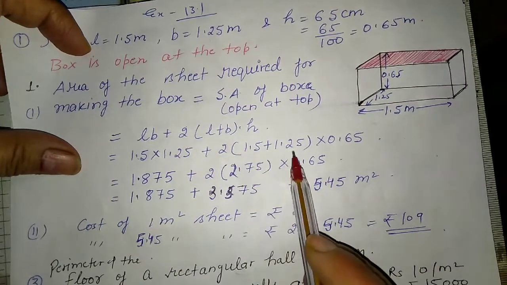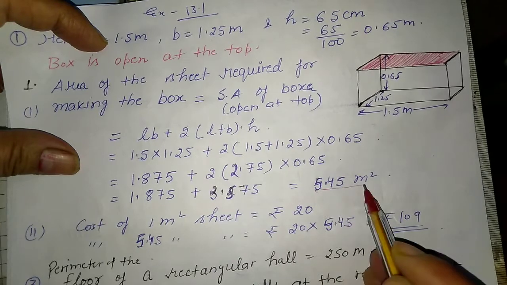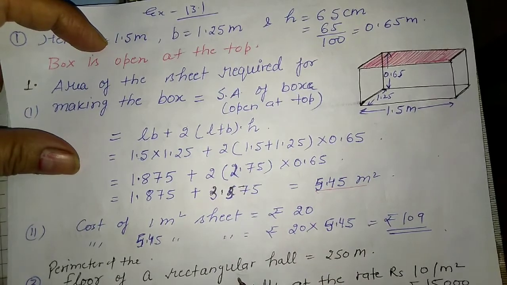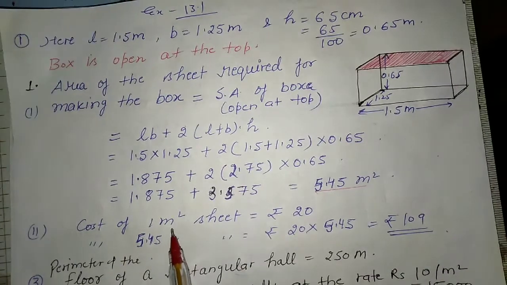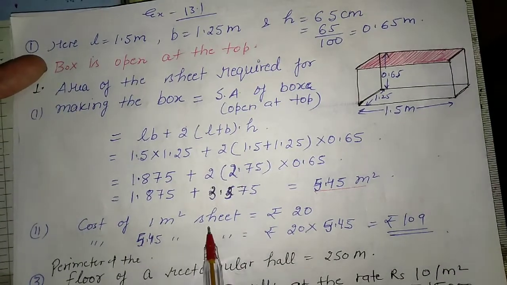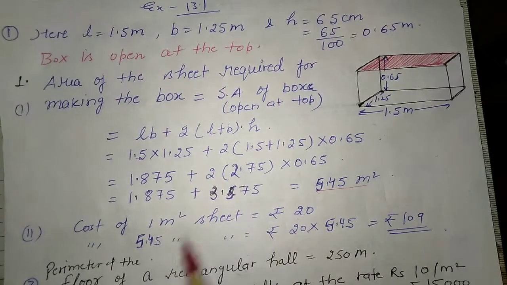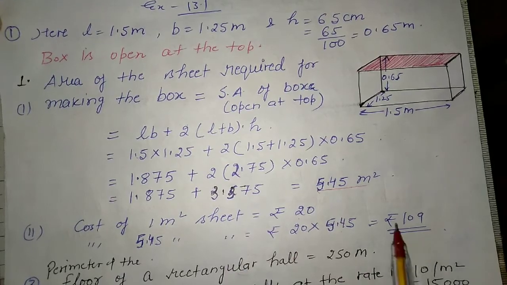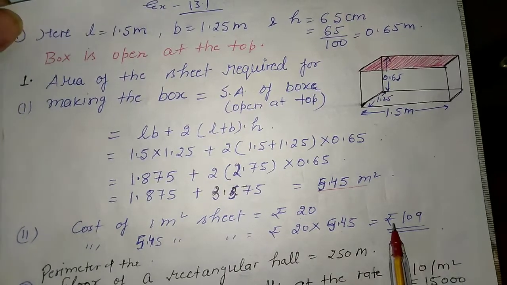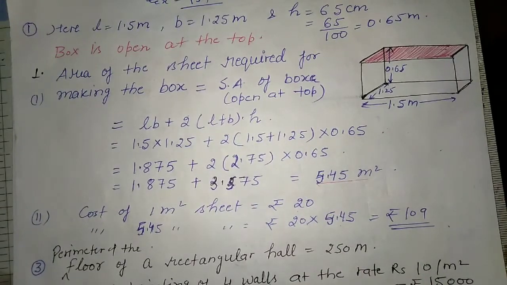If 1.5 is added to this, on multiplication we have here 5.45 meter square. This is the first part. Now the second part is that we have to find the cost. Cost of 1 meter square sheet, it is given in the book, that is rupees 20. So what will be the cost of 5.45 meter square sheet? We have to multiply these two. On multiplication we will get here 109. So this we can do the first question in the notebook.